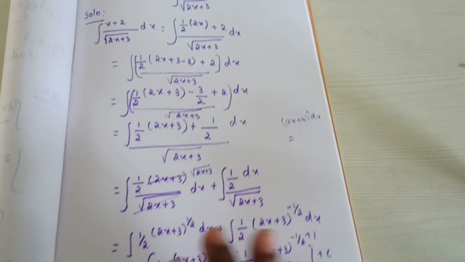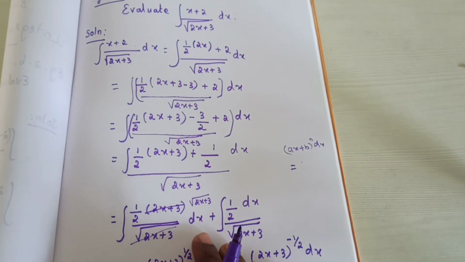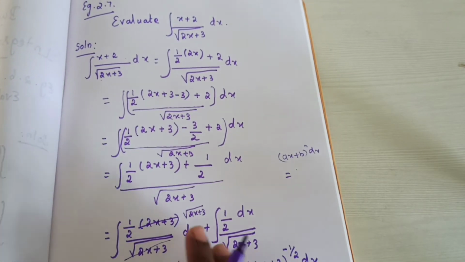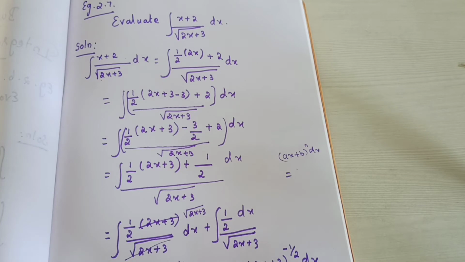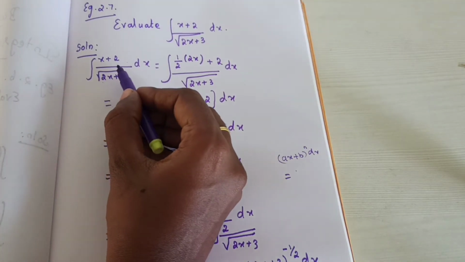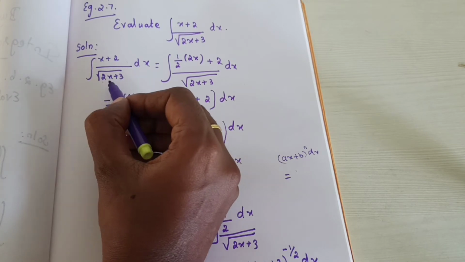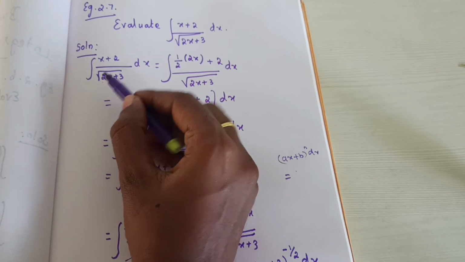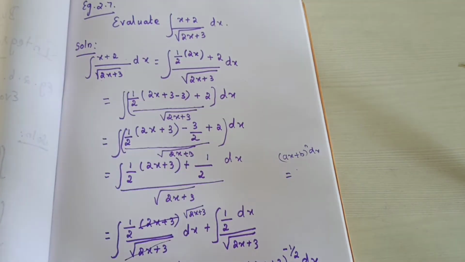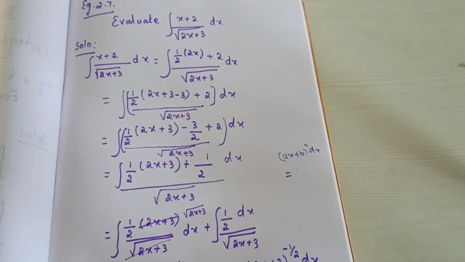So again I am repeating. Listen here very carefully, okay students? First read the question. Evaluate the integral of x plus 2 divided by square root of 2x plus 3 dx. Is it right? What you need to do, keep it in mind: if 2x plus 3 is in the denominator, that same we need to bring for the numerator also.